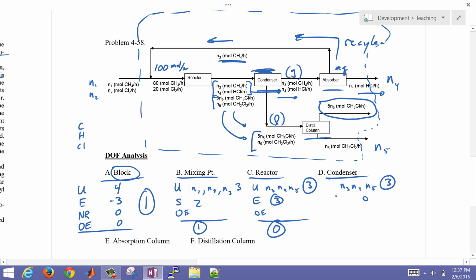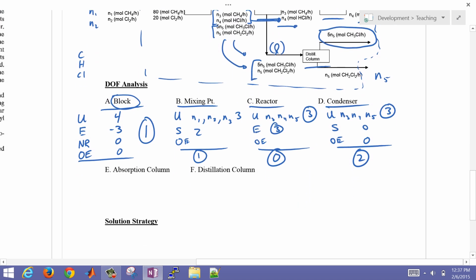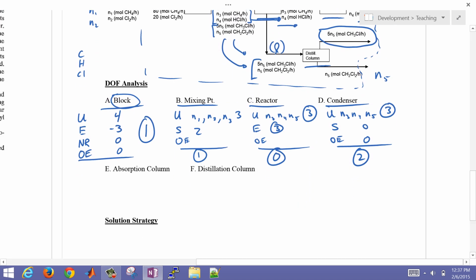So these are our species balances. And then other equations are 0 as well. So we actually have 2 degrees of freedom here for the condenser. So this was not reacting. So I'll just circle the ones that are reacting. So the reactor, and then we also had the block, and so that's why we did the elemental balances. But for the other ones, we did a species balance.